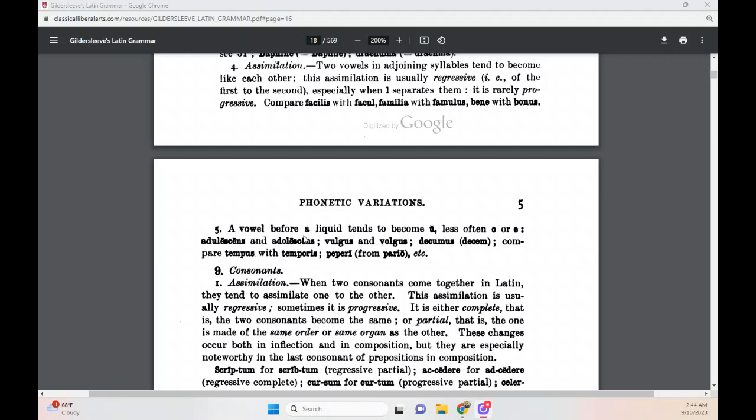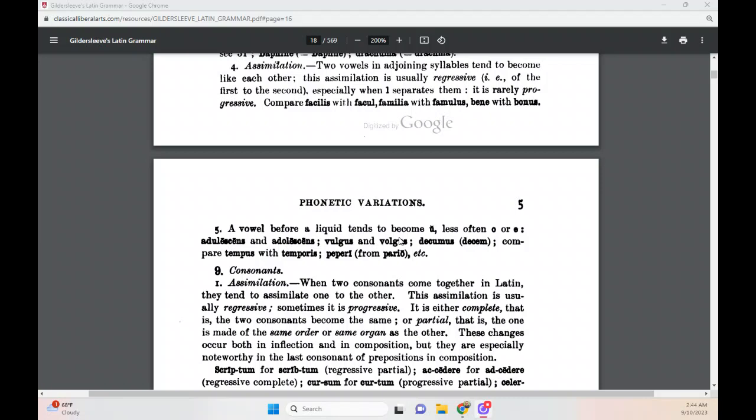So you see the vowel before a liquid tends to become U because it makes it easier to pronounce. Because the place in the mouth where the sound U is made is closer to the place in the mouth where the liquid sounds are made. It's just for the sake of easier pronunciation.